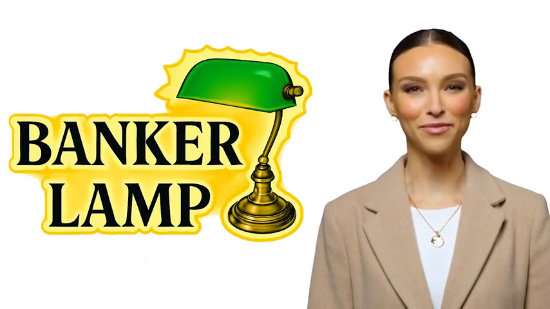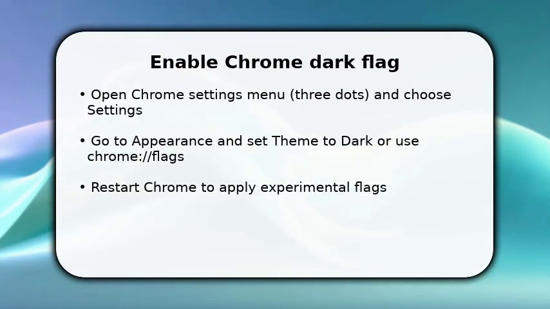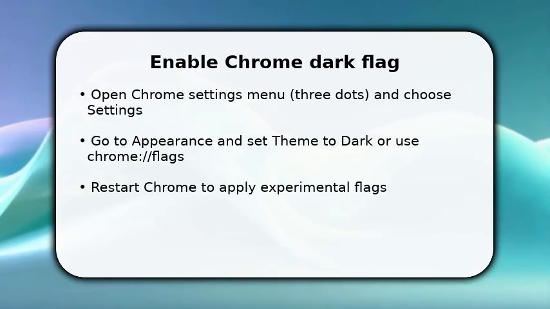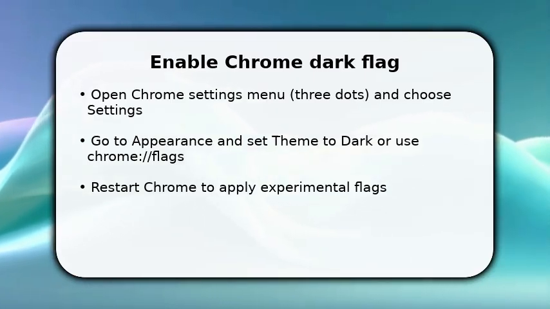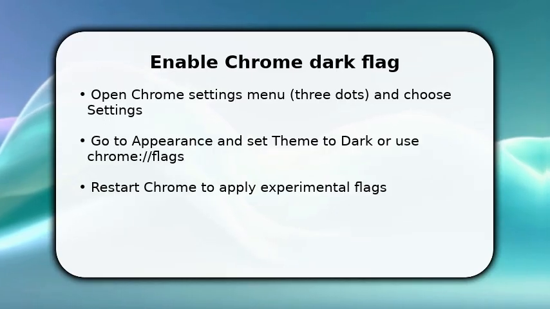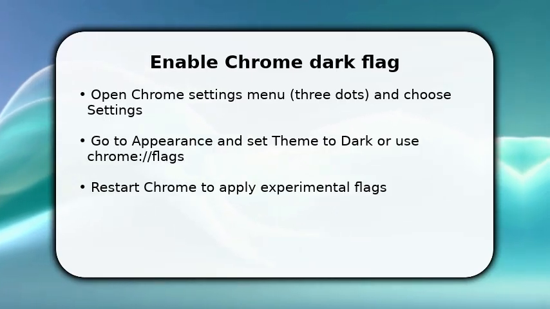Please enjoy the video. You'll start by switching Chrome's built-in theme or enabling an experimental flag. Open the three-dot menu and pick Settings, then Appearance. Choose Dark to flip the UI immediately.